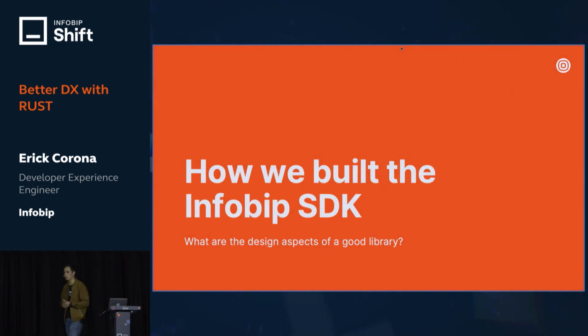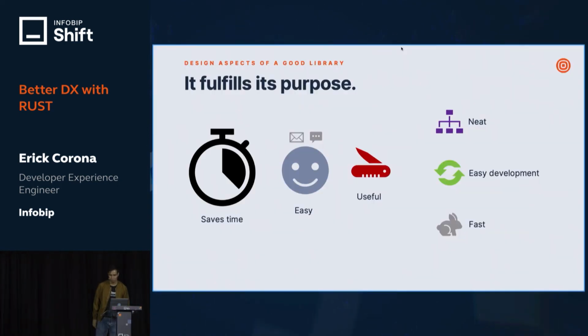Now we will move on to how we built our Infobip Rust SDK, so you can get started with both Rust and the Infobip services. First, we will see what the design aspects of a good library are. Basically, a good library should save time. It should be easy to use, and it should provide you with a wide range of use cases that are helpful for you. It should also have a neat organization so that it's easy to find things, and it should be easy to develop so that it can keep improving, and also be fast.